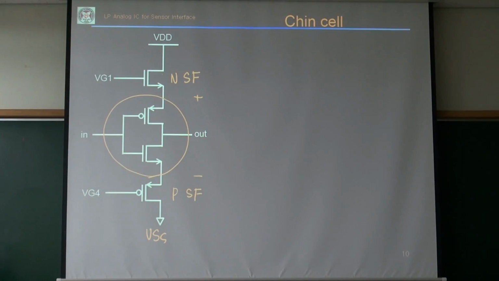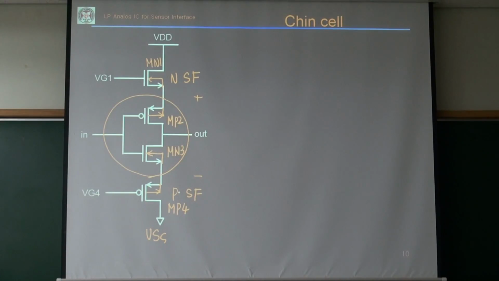See, this is a triple N-well process, so I can connect source and bulk together. Then the threshold voltages are the same. This NMOS transistor must be the same as this NMOS transistor, right? W over L must match each other. This PMOS transistor must match this PMOS transistor, okay?